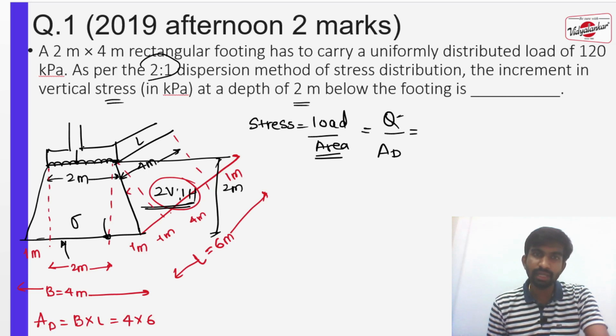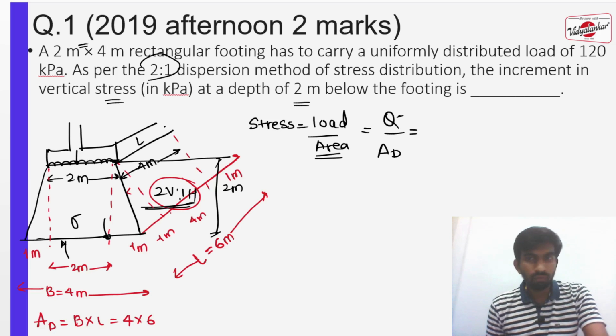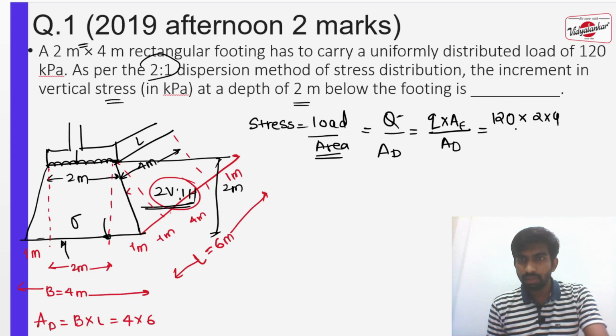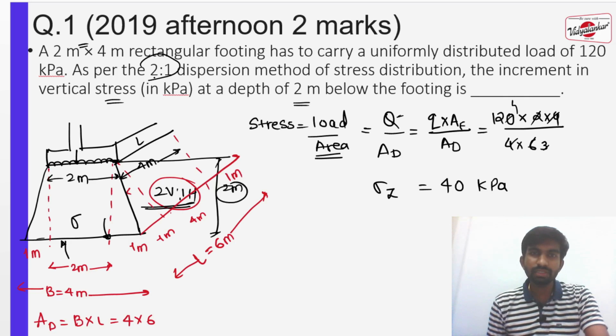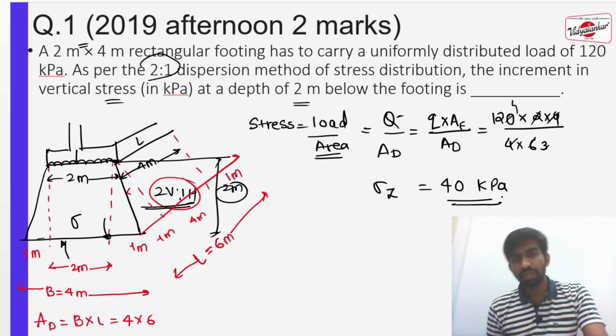So the area at the top, which is given as 2 by 4, is what I will consider. So here it becomes small q into area of the footing divided by the dispersed area. Small q is given as 120, area of the footing is 2 meter by 4 meter, whole divided by my dispersed area, which is 4 into 6. So 4 gets cancelled, 2 1s are 2, 3 2s are 6. So it is coming to be 40 kPa. So my stress at a depth of 2 meter, with this dispersion as 2 vertical to 1 horizontal, is coming to be 40 kPa.